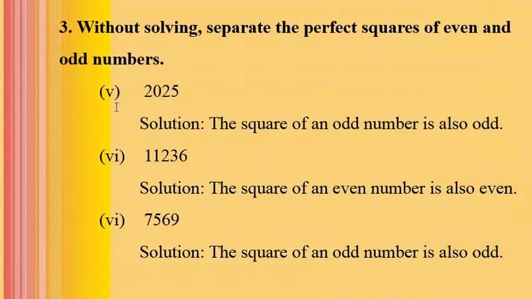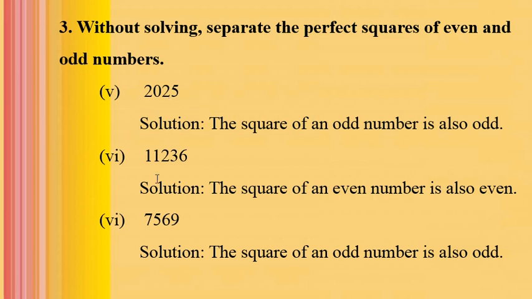So in the part number 5, 2025, we are observing that it is an odd number because the last unit digit is 5. So the square of an odd number is also odd. When we take the square of this number, it is a square of an odd number.